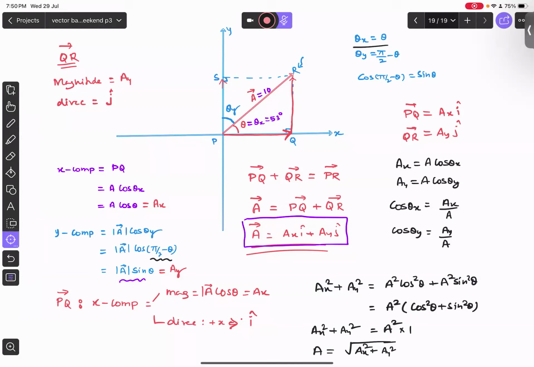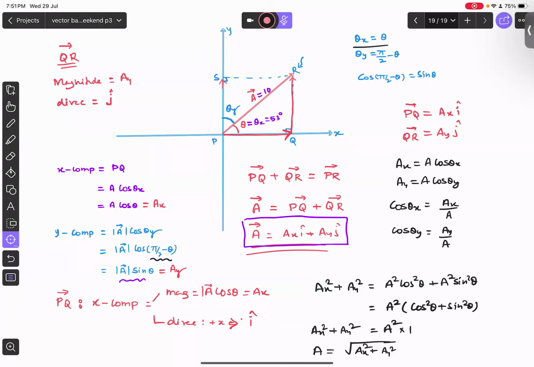So I did cos theta y only, but here theta y will be pi by 2 minus theta, so it became sine theta. That is a formula you should know: cos 90 minus theta is sine theta. And you know even cos 60 is equal to sine 30. So it is that thing.